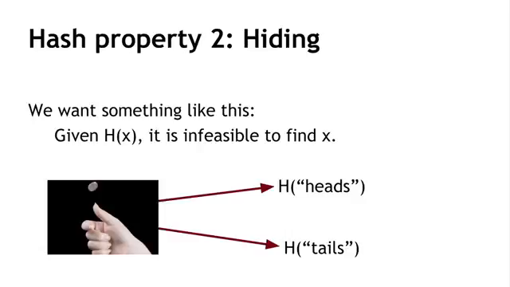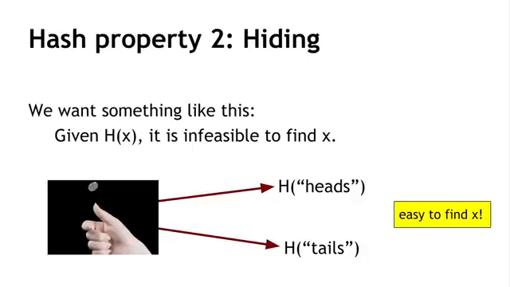That, of course, is going to be easy. It's easy in this scenario to find what the input string was. It's easy to find x. You simply compute the hash of the string heads and the hash of the string tails, and you see which one you got. And so in just a couple of steps, you can figure out what x was.